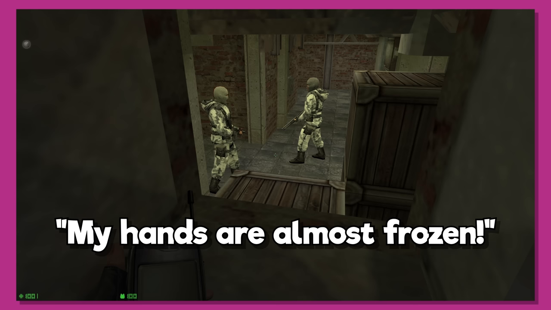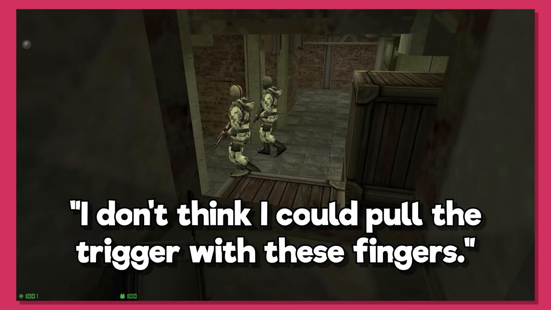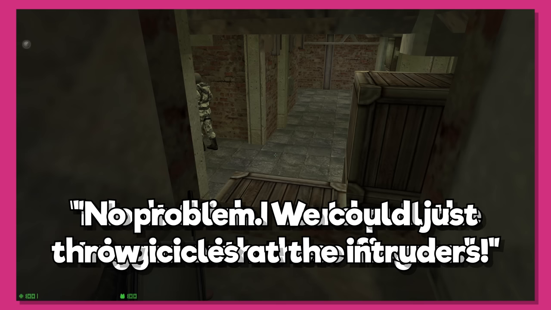Meine Hände sind schon fast erfroren. Hoffentlich versucht hier niemand einzubrechen. Ich glaube nicht, dass ich mit diesen Keine Fingern Probleme. Den Abzug bedienen Wir könnte. Könnten ja auch Eiszapfen auf die Eindringlinge.